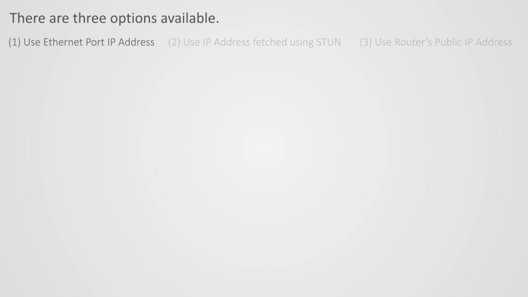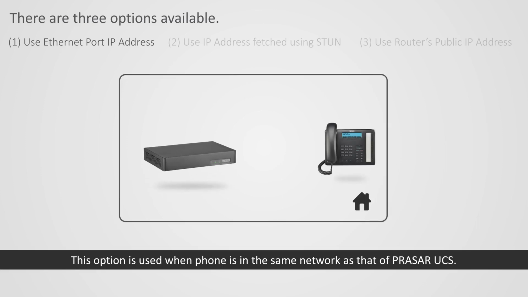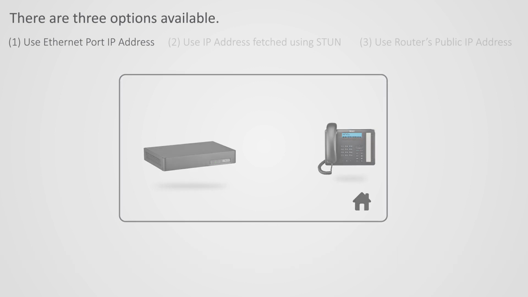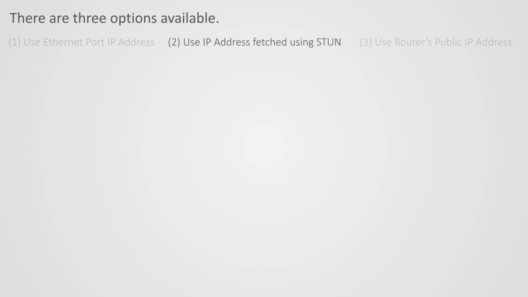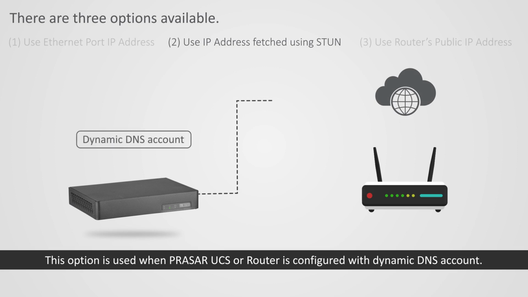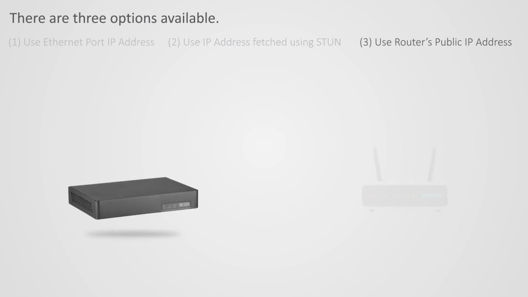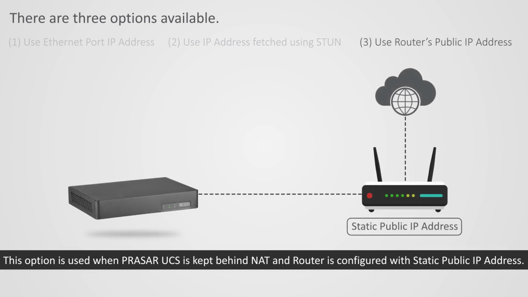Use Ethernet port IP address. This option is used when phone is in the same network as that of PRASAR UCS. Use IP address fetched using STUN. This option is used when PRASAR UCS or router is configured with dynamic DNS account. Use router's public IP address. This option is used when PRASAR UCS is kept behind net and router is configured with static public IP address.